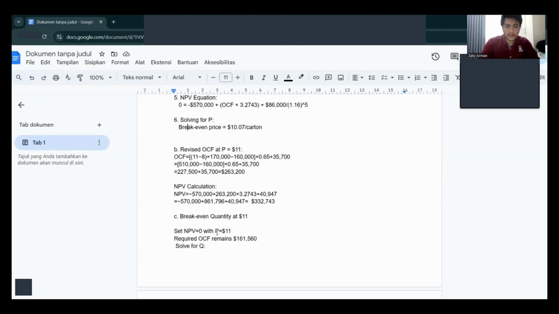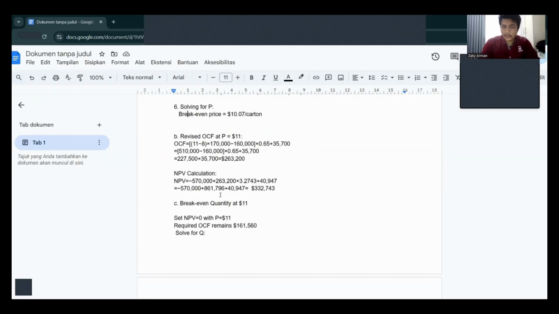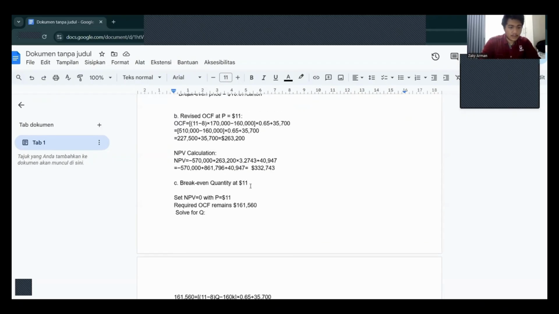So for the NPV calculation, we've got negative 570,000 plus 263,200 times 3.2743, plus 40,947. So it equals 332,743. So what is the meaning of the answer here?